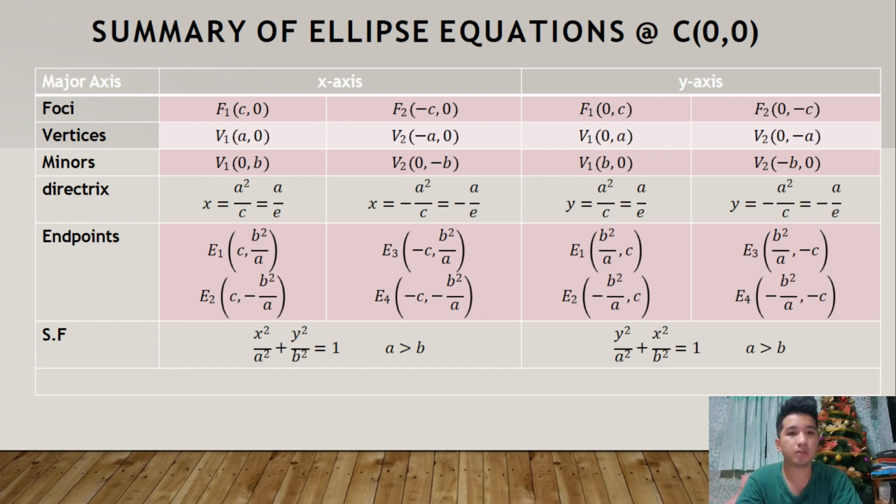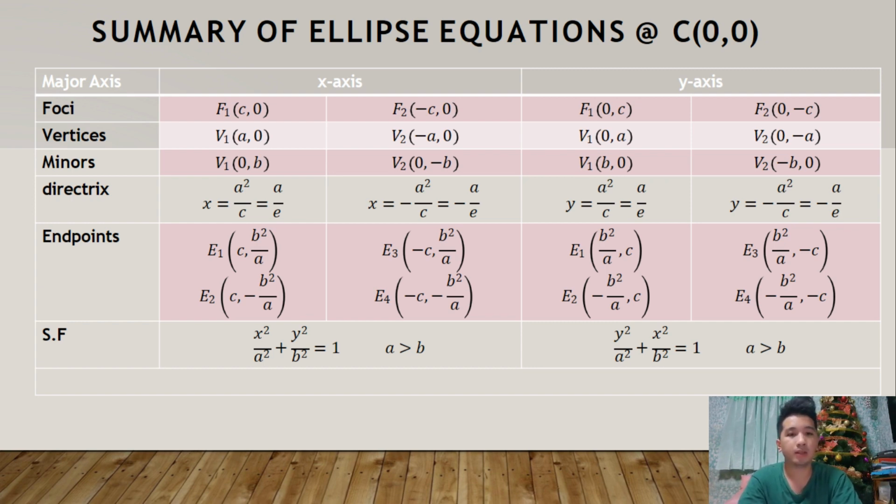Directrix: x equals A squared over C, which equals A over E. X equals negative A squared over C, which equals negative A over E. Y equals A squared over C, which equals A over E. Y equals negative A squared over C, which equals negative A over E.